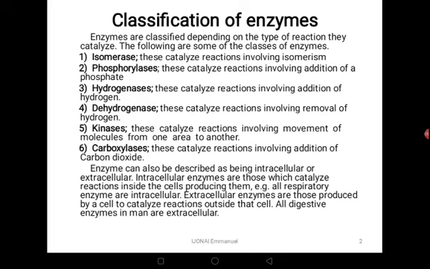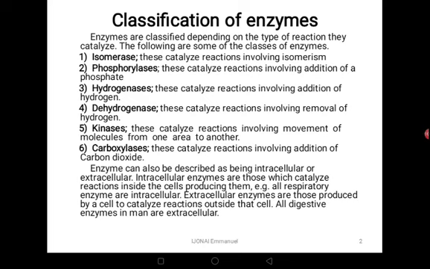Then we have extracellular enzymes. These are produced by one cell, but they catalyze reactions outside that cell that produces them. For example, all the digestive enzymes are extracellular, though you know some of the enzymes that are involved in digestion. For example, pepsin in the stomach, salivary amylase, trypsin in the duodenum, renin in the stomach, and so on. Those enzymes are extracellular enzymes. There are cells that produce them, but after producing them, they are secreted into surfaces which are far away from those cells that produce them.